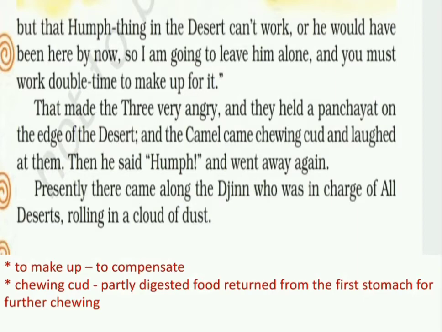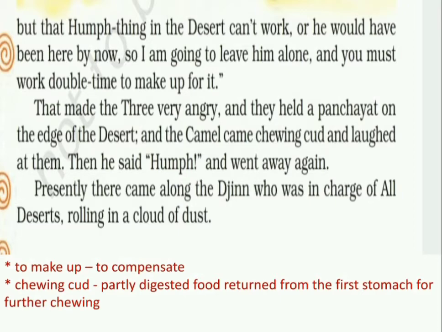So what is this word? See this phrase, children, to make up. To make up means to compensate. So now this man says the hump thing in the desert. So what is that hump thing? It refers to the camel. So that camel is there in the desert and it always says hump, and the man says that it can't work. Why can't it work? If that camel had the intention to do any sort of work or help the man, then it would have come along with these three animals, right? And so that's why he says, or he would have been here by now. Okay, so I'm going to leave him alone.